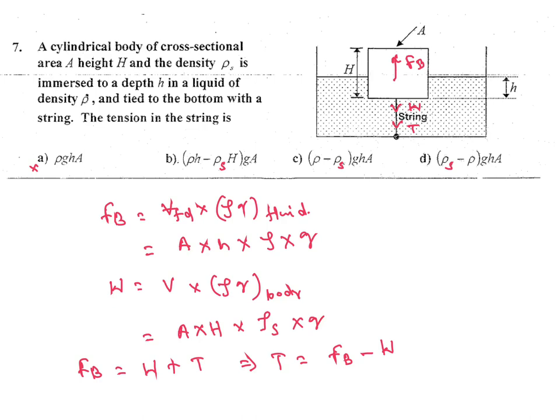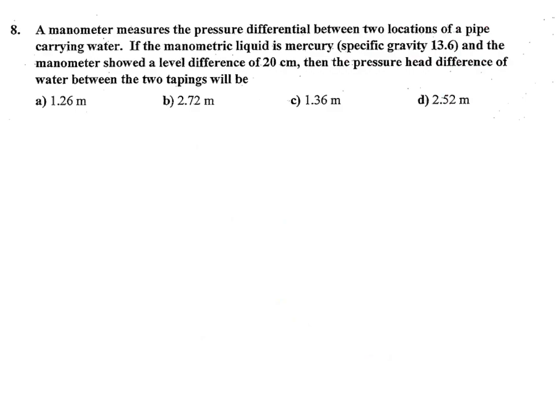A manometer measures the pressure differential between two locations of a pipe carrying water. If the manometric liquid is mercury with specific gravity 13.6 and the manometer showed a level difference of 20 centimeter, then the pressure head difference of water between the two tappings will be how much? So S of mercury equals 13.6, S of water is 1, and height in terms of Hg is 20 cm or 0.2 meter. Then pressure head difference in terms of water we have to calculate.